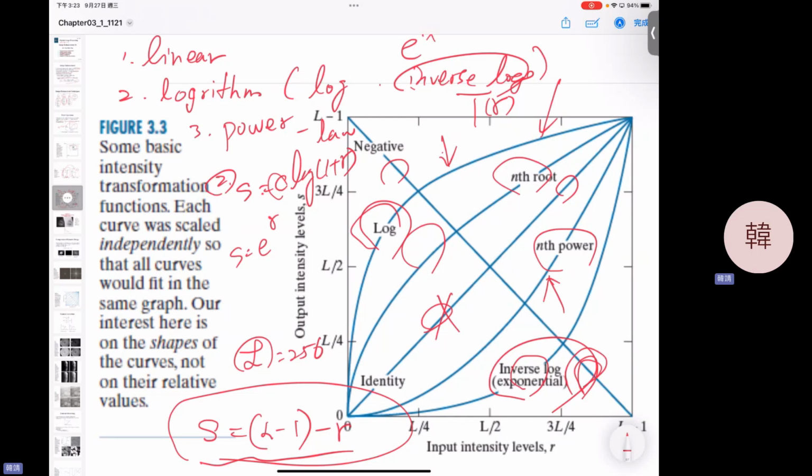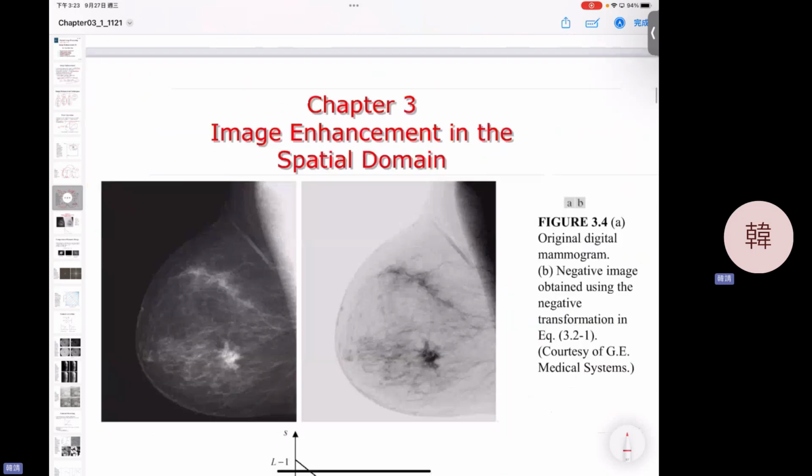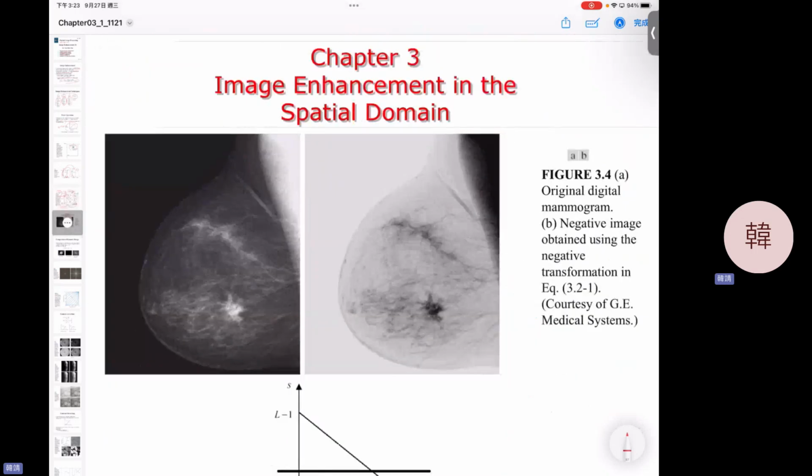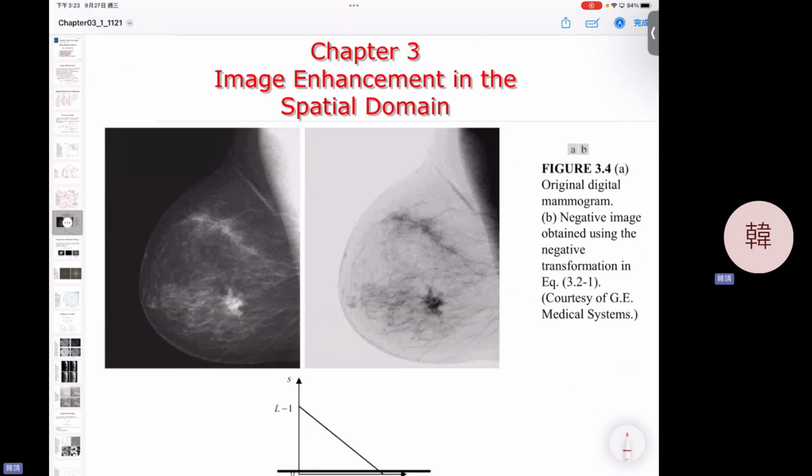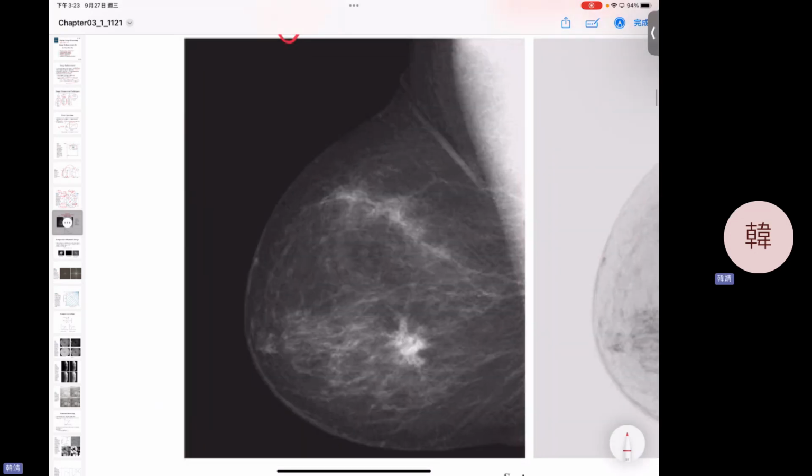We have a couple of examples here. Here is the mammogram. A mammogram is the X-ray of your breast. This is what the original digital mammogram looks like. When you look at this image, you say, oh, it's an X-ray of the mammogram. Is that clear to you? If you look at it carefully, it's fine.